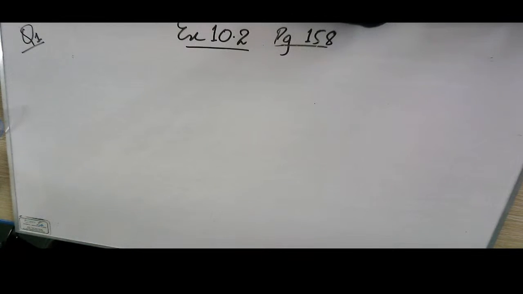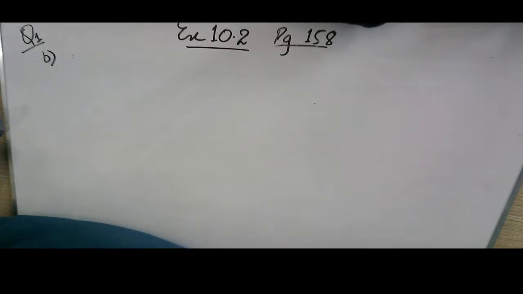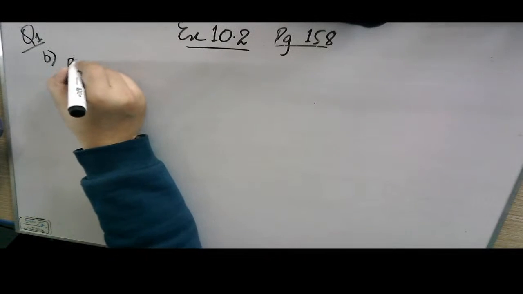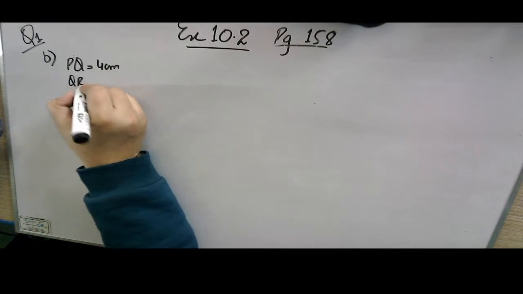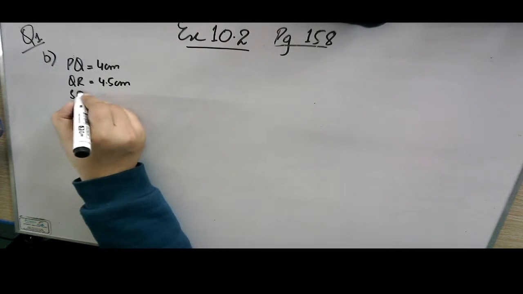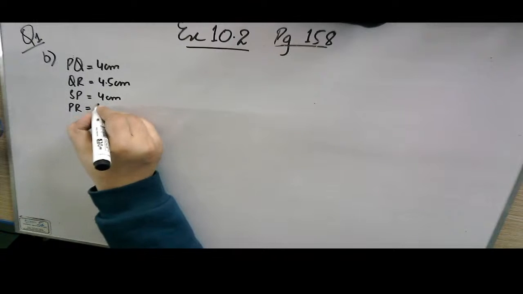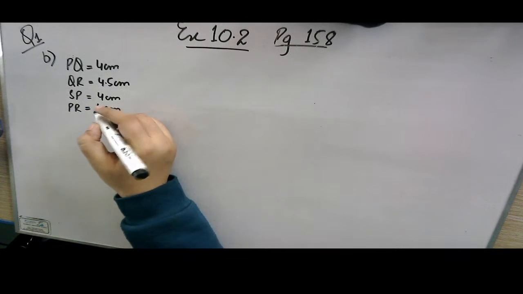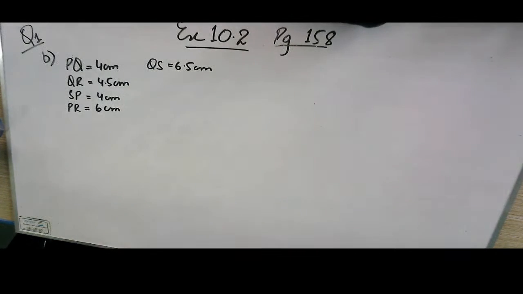Question number 1 part B is that quadrilateral PQRS in which PQ is equals to 4 centimeter, QR is equals to 4.5 centimeter, SP is equals to 4 centimeter, PR is equals to 6 centimeter, and the last one is QS, which is equals to 6.5 centimeter. It means you have to draw a quadrilateral PQRS.